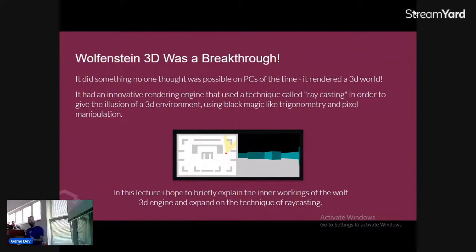And the way it managed to do this was through a technological breakthrough called ray casting. Now, John Carmack did not invent it, but he did turn to university papers that spoke about this theoretically, and he managed to actually translate it to an actual working product on the PC. And in this lecture, I'm going to briefly explain the inner workings of ray casting.